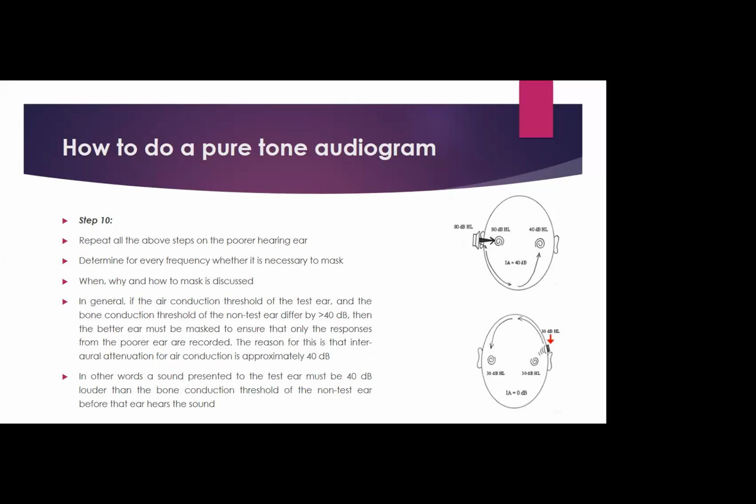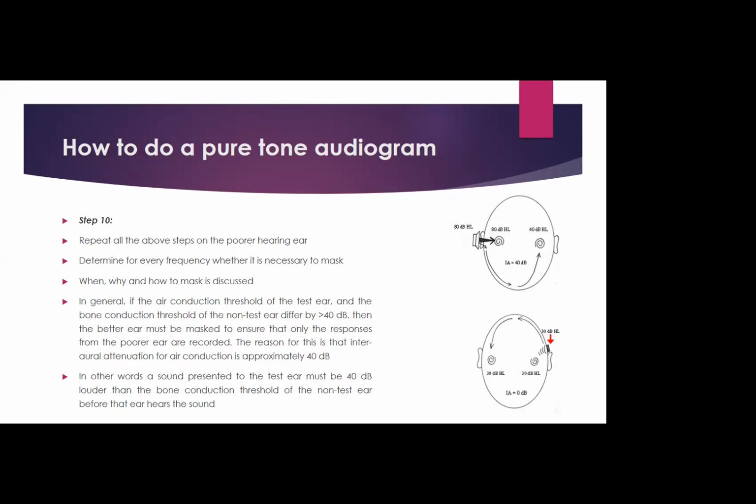So this completes the obtaining of pure tone thresholds at the 6 octave frequencies 250, 500, 1000, 2000, 4000 and 8000 hertz in one ear, preferably the better ear. Then all the steps are repeated for the other ear, which would be the poorer ear.